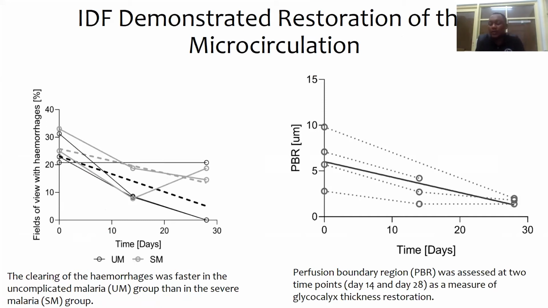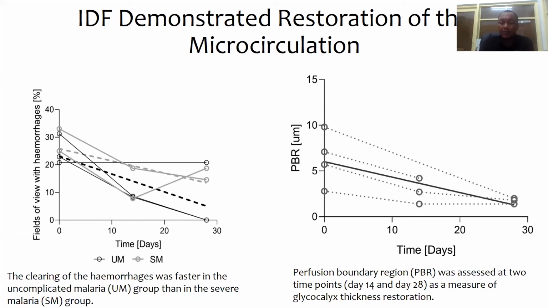We also tried to find out if PBR and hemorrhages will be restored to normal levels after malaria treatment. And we followed these children for about 28 days, where we had 2 measurements. And on your right side, you can see that PBR was reduced, meaning it got back to normal. So even after the 28 days, these levels of PBR were comparable between healthy and sick children. And on your left side, these are the frequency.